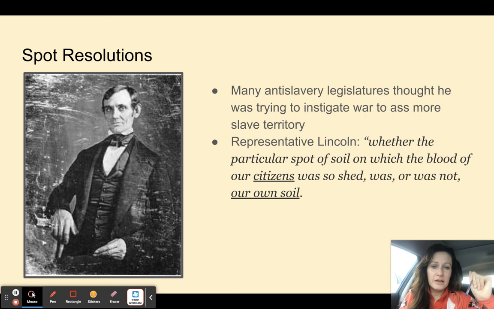So Lincoln said that he wanted to see whether the particular spot of soil on which the blood of citizens was so shed was or was not our own soil.